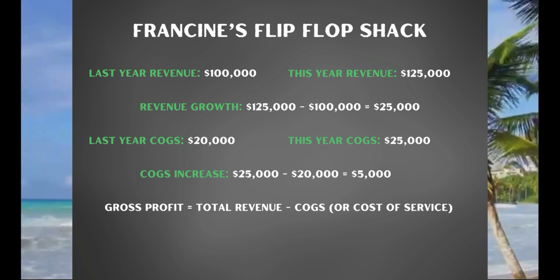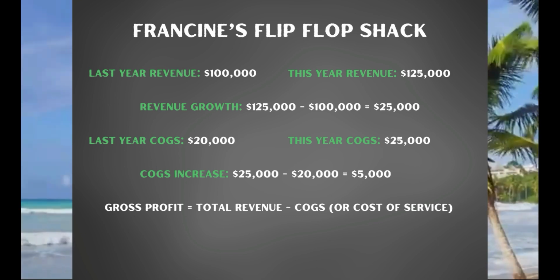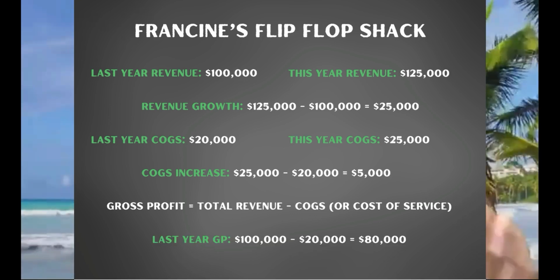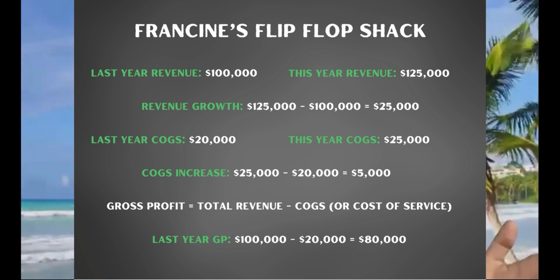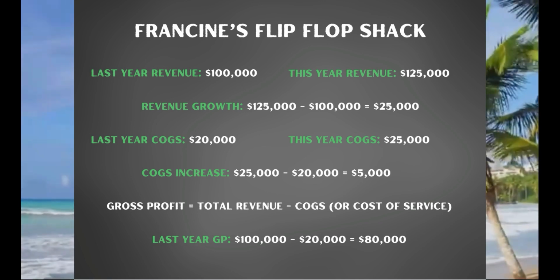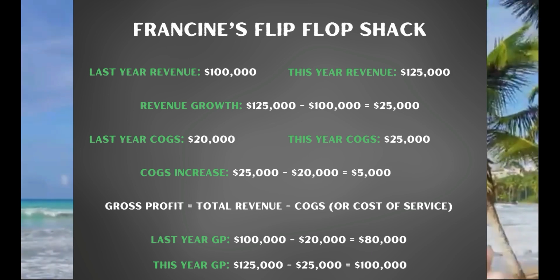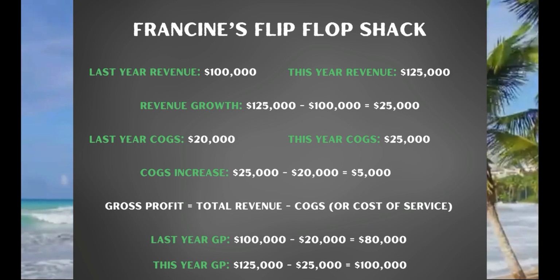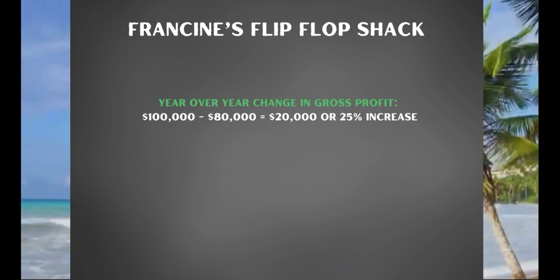Now that we have these two numbers, our total sales and our direct cost, do you remember what we can find? Our gross profit. Here we see the last year's gross profit was $80,000, $100,000 minus the $20,000 cost of goods, and this year's was $100K. So our year-over-year change for gross profit was $100,000 minus $80,000 or $20,000. So far, so good, right?